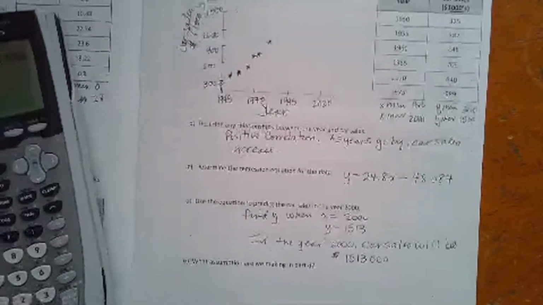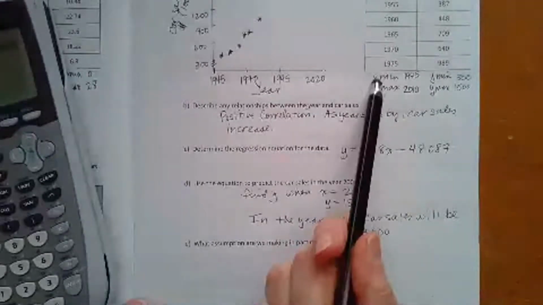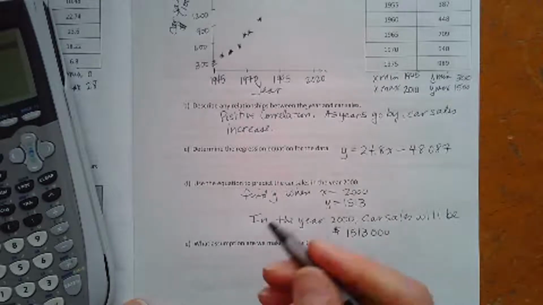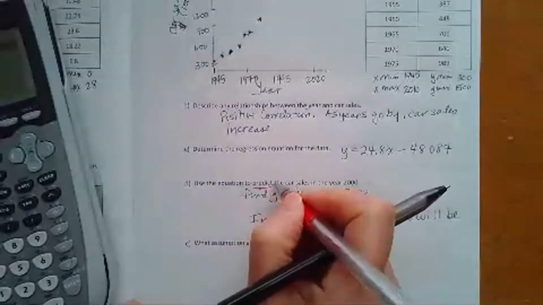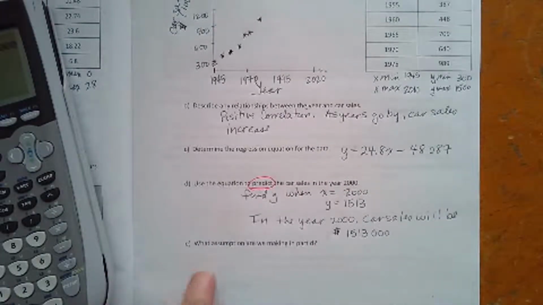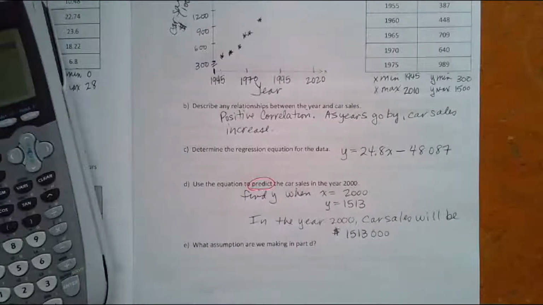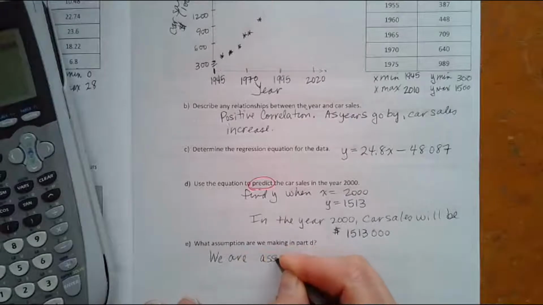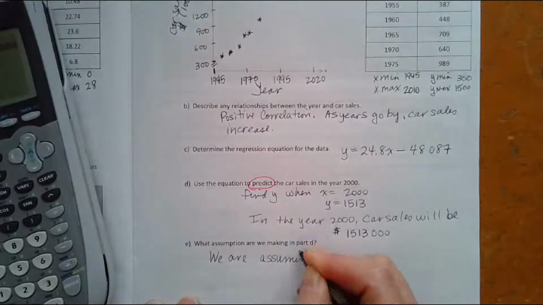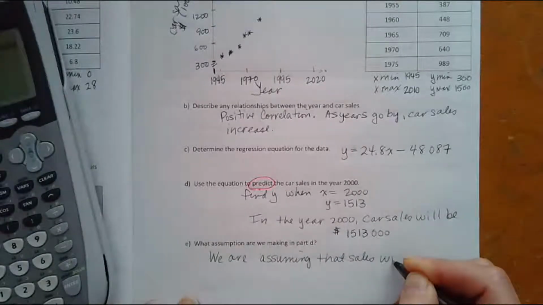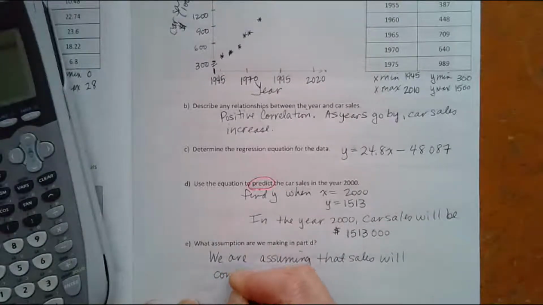Now this is a big deal in applied, right? Because our data is great. We did everything properly. We got the right equation. We got the right prediction. But again, remember that this is a prediction. It's not 100% certain that it will happen. What assumption are we making? Well, the big assumption is we are assuming that sales will continue to increase.